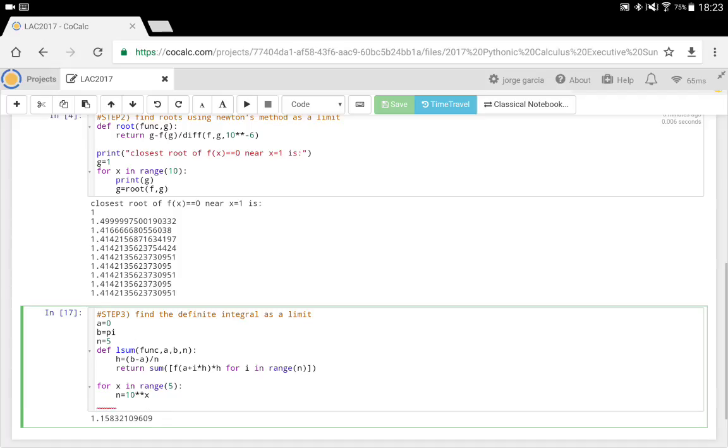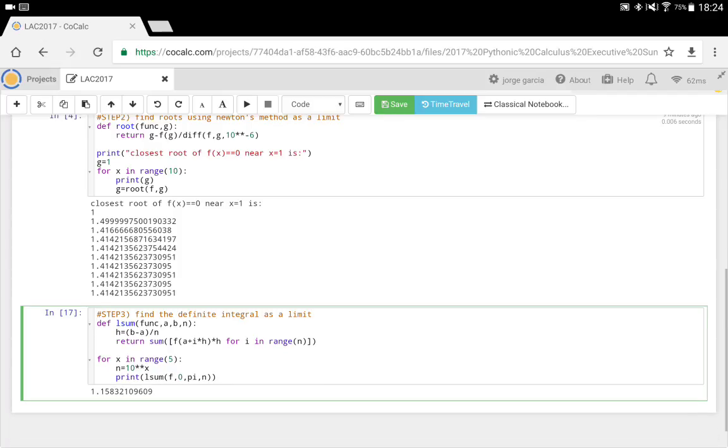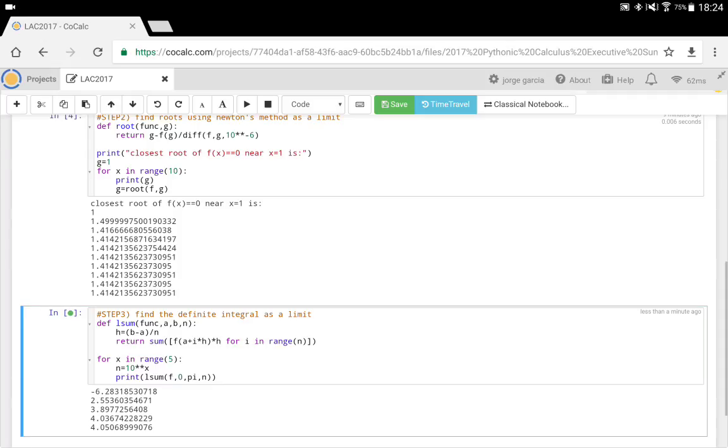Okay, so what are we going to do? We're going to print the LSUM of f from 0 to pi, oops, in n rectangles. Now let's run that. Now let's see, I don't need this anymore. Alright, so that should be the LSUM. Let's see what that does. And the answer is about 0.0.